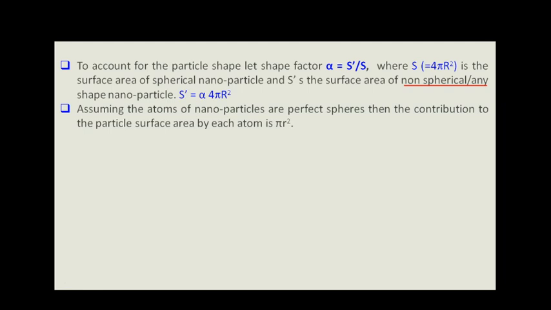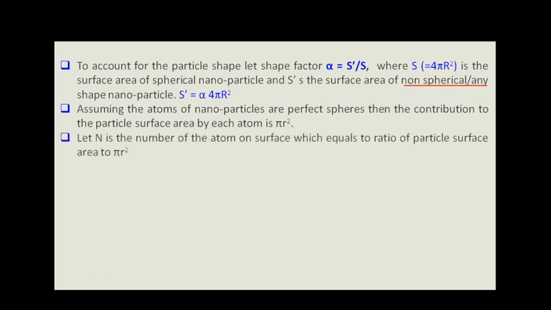The capital R is the radius of the nanoparticle. Remember that capital D is the diameter of a particle and small d is the diameter of an atom. Same way, the capital R is the radius of the particle and small r would be the radius of the atoms which are composing the nanoparticle. Assuming the atoms in the nanoparticle are perfect spheres, then the contribution to the particle surface area is around pi r square. So this small r is the radius of an atom.